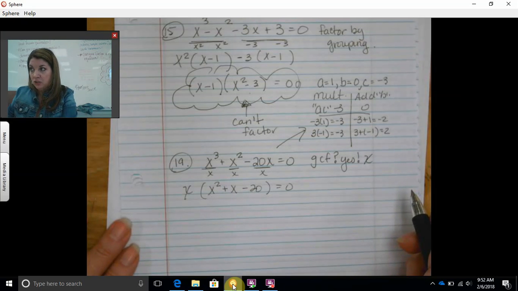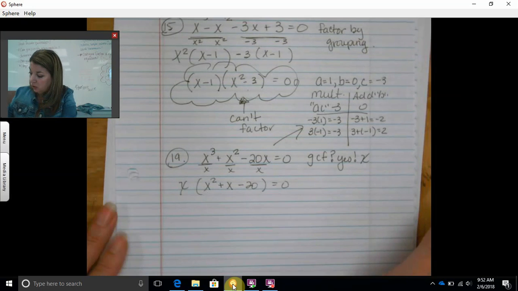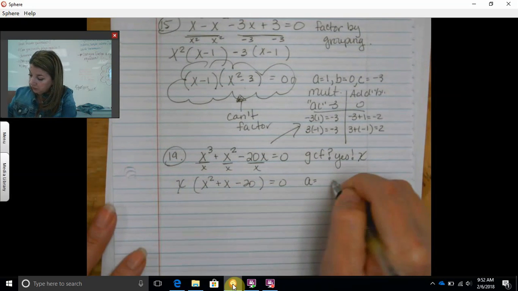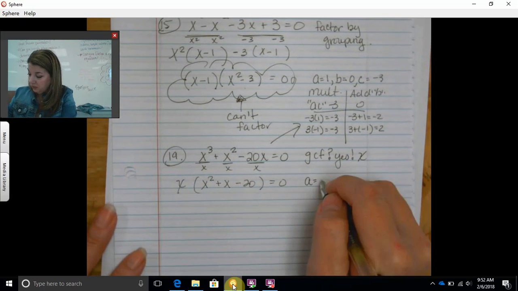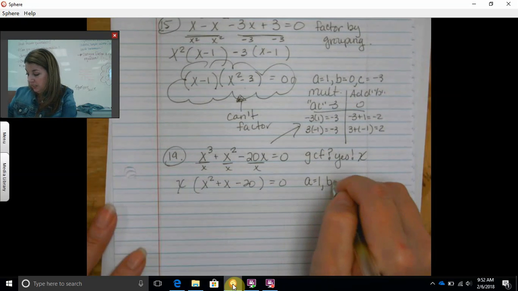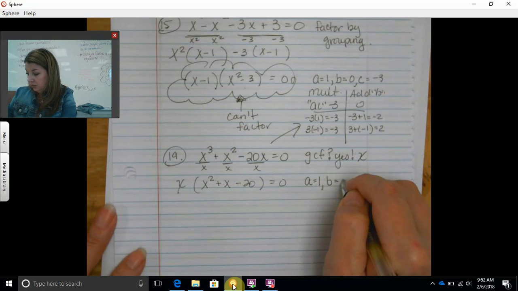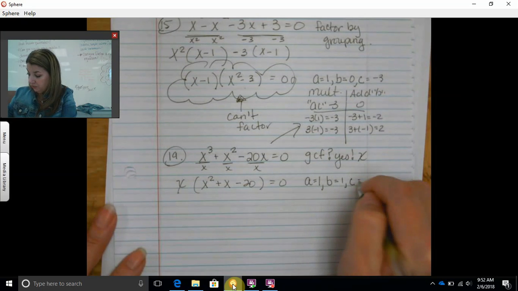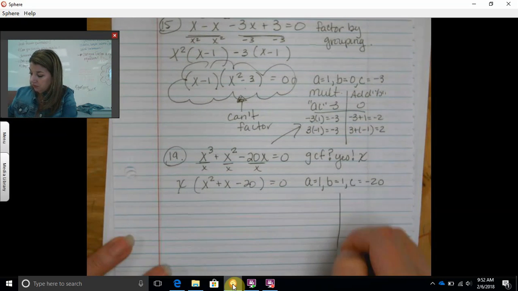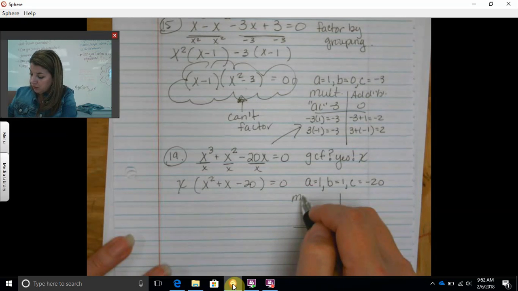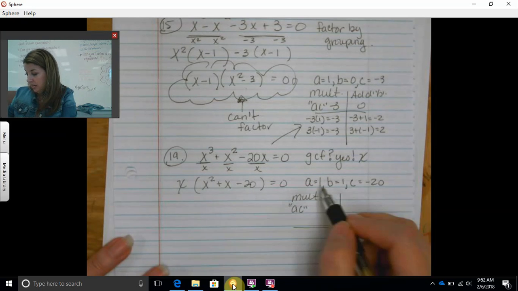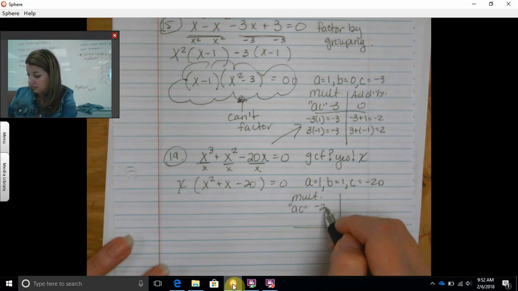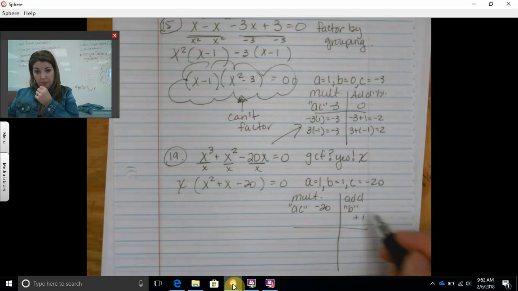So if it's factorable, we're going to use the T-chart and divide and slide. What is A? 1. What is B? 1. And what is C? Negative 20. So my T-chart, I need two numbers that multiply together to give me A times C, which is negative 20, and then add to give me B, which is positive 1.